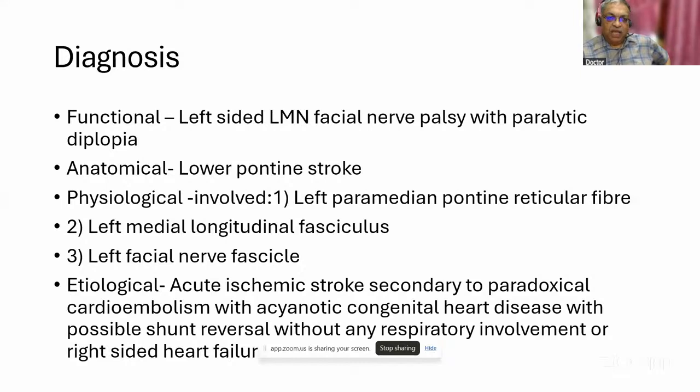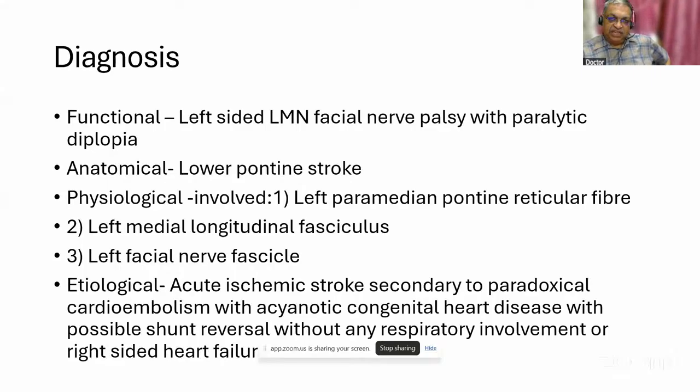the medulla is normal and a major part of the pons is also normal. The lower cranial nerves are also not involved. So if a significant part of the pons were involved, then you would get much more. It would not remain confined only to diplopia and facial nerve palsy.